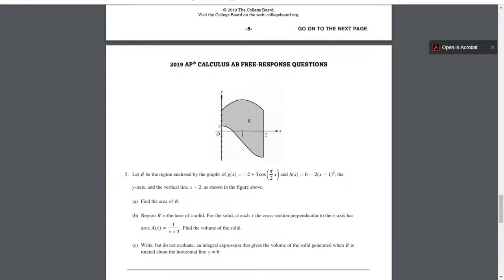Alright, so this is number 5. Let R be the region enclosed by the graphs of g of x and h of x, the y-axis, and the vertical line x equals 2, as shown in the figure above. Find the area of R. First of all, this is going to be an integral of top minus bottom, the integral between 0 and 2 of top minus bottom. The tricky part is which one is the top. This is a no calculator question, so we have to do a little bit of thinking.